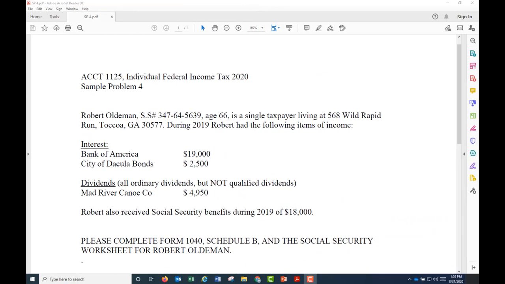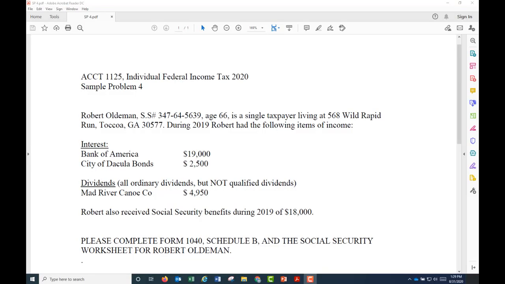Welcome to the video on sample problem 4. This relates to chapter 2, which is gross income and exclusions. This sample problem focuses on Social Security as income and the taxable portion of Social Security benefits. This problem is very simple, but you can still get things wrong if you're not careful.